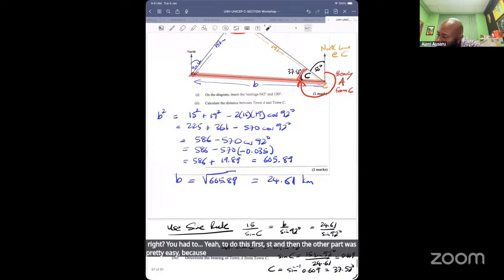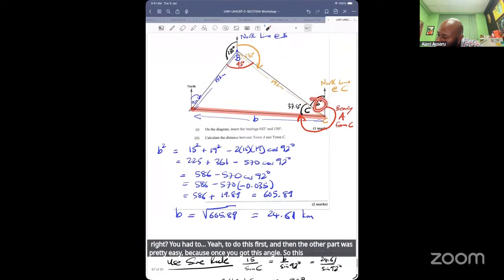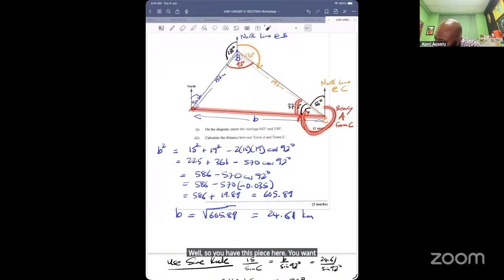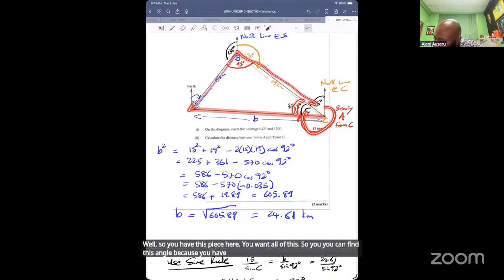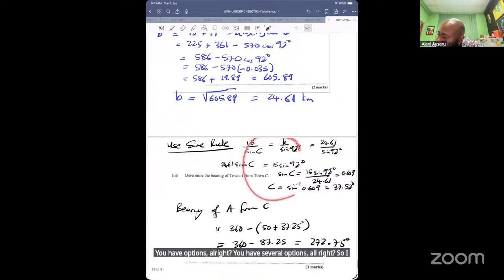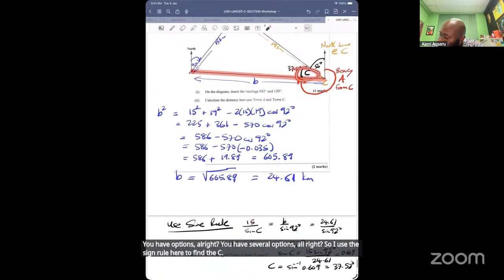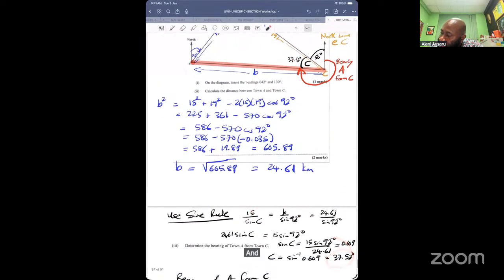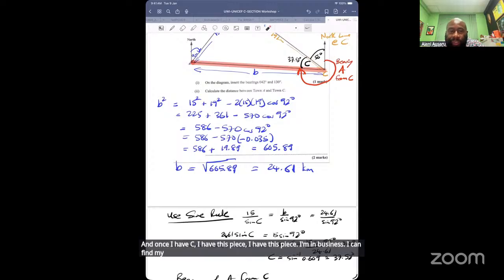Because once you got this angle, this wasn't much work because you knew this. You have this piece here, so you can find this angle because you have all this information, right? You have B, you have the 15, you have the 92. You have several options. So I use the sine rule here to find the C. And once I have C, I have this piece, I have this piece. I'm in business, I can find my bearing.